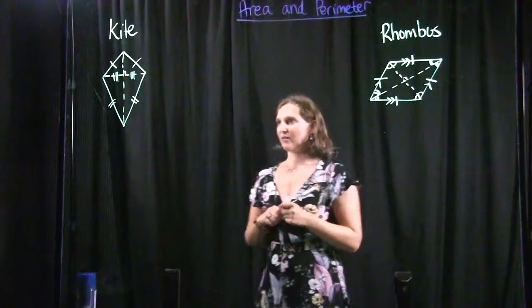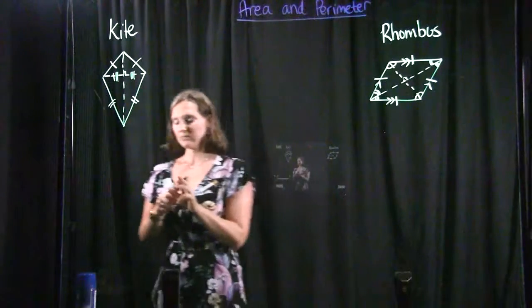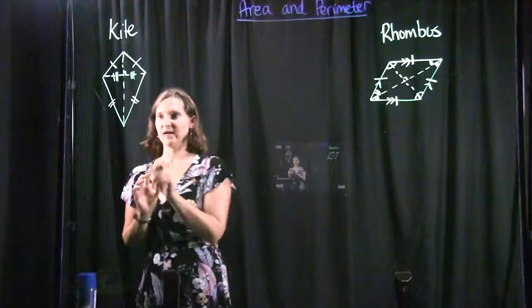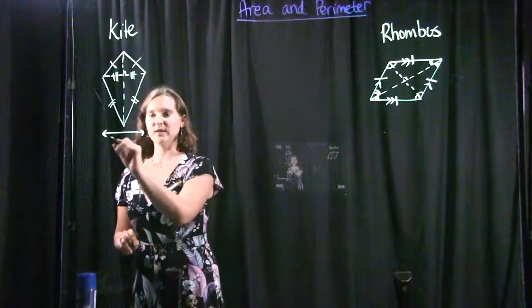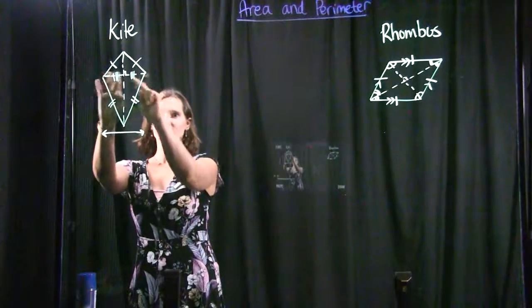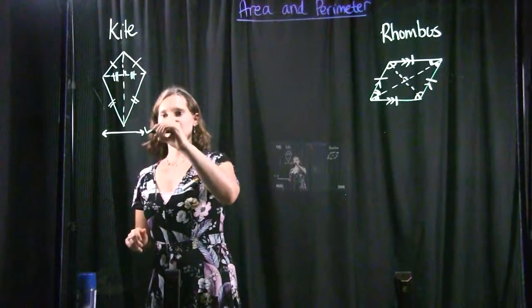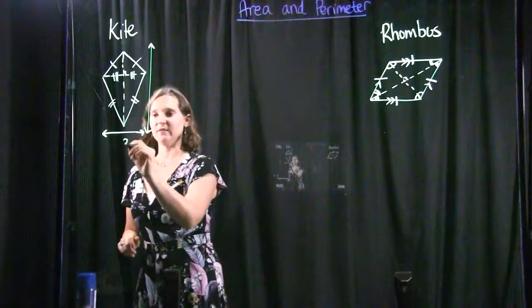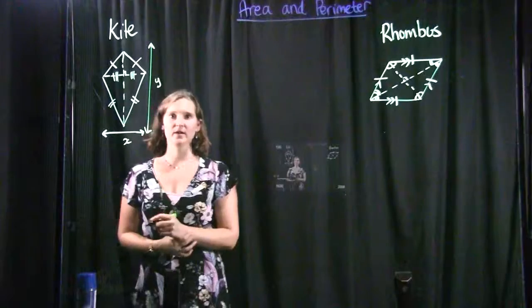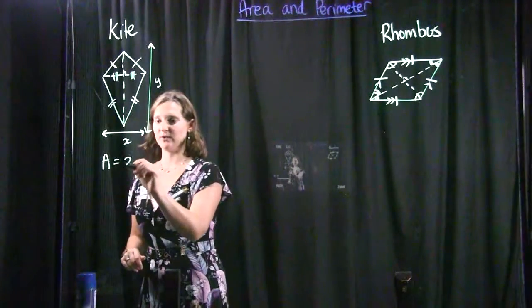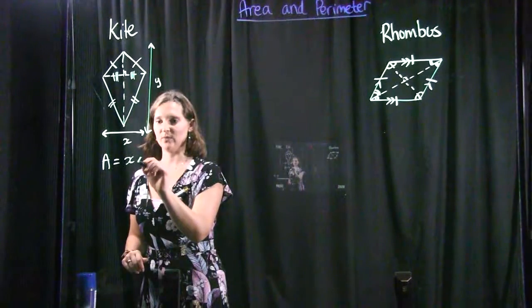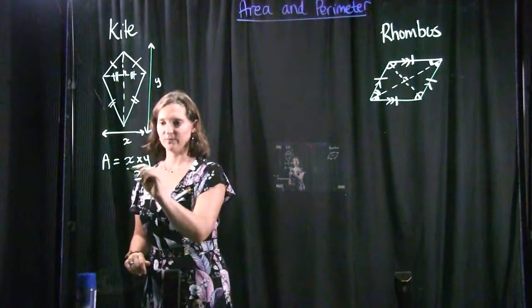So let's look at the area of a kite first. The area of a kite can be worked out by looking at its length, its width, so across here, the equivalent of this line here, and its height. So we have x and y. So we have the width and the length, and A is equal to x times y over 2.